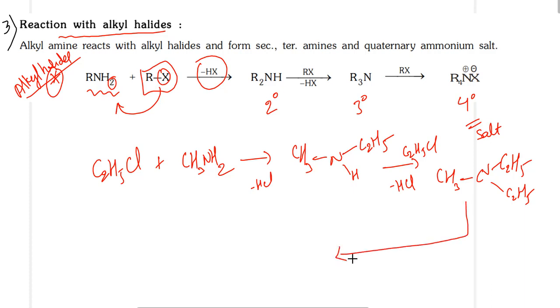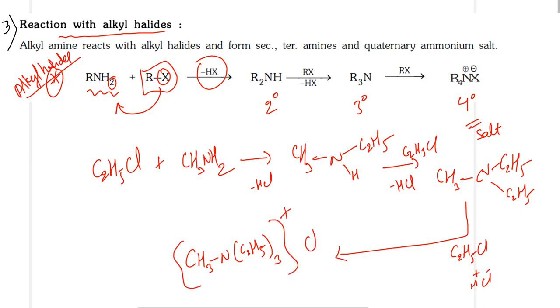Now there is no hydrogen, even though it still reacts with C2H5Cl. This is similar to HCl, which is H plus Cl minus. So the ethyl group goes inside and the chlorine goes outside. On methyl nitrogen, how many C2H5 groups are there? Total 3 groups. Put a bracket with plus, and Cl minus. So this is the product. A quaternary ammonium salt is forming like this. That is the reaction with alkyl halides.